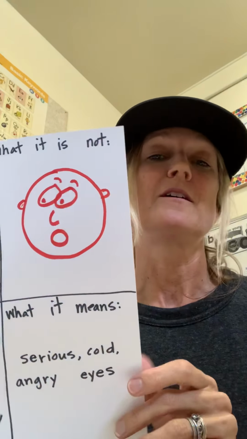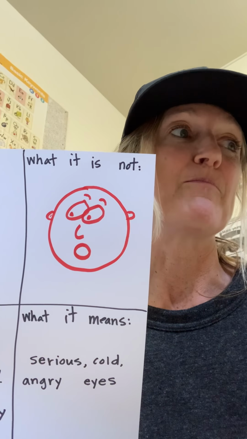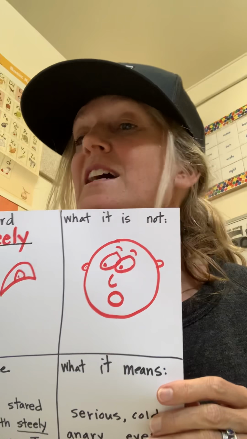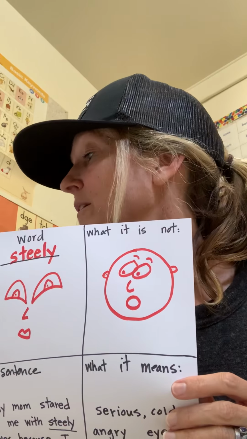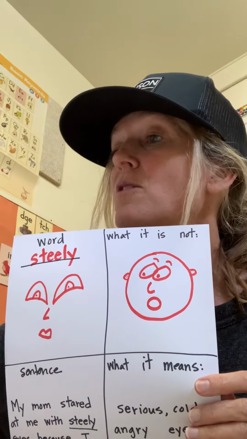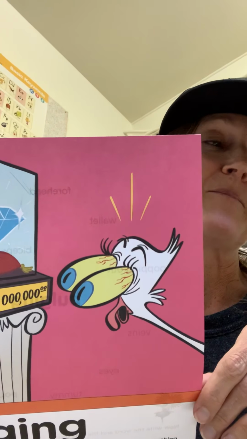Okay, good. And then for what it is not, in your second square, what did I draw? I drew somebody with bulging eyes. Those aren't steely eyes, those are bulging eyes. So now, I'm gonna hold the bulging eyes up. This could be for what it is not. You wanna try to copy that? I'll hold it up. You can press pause.